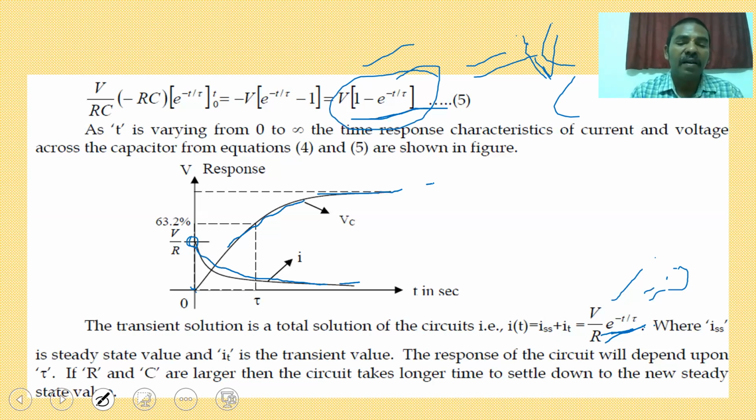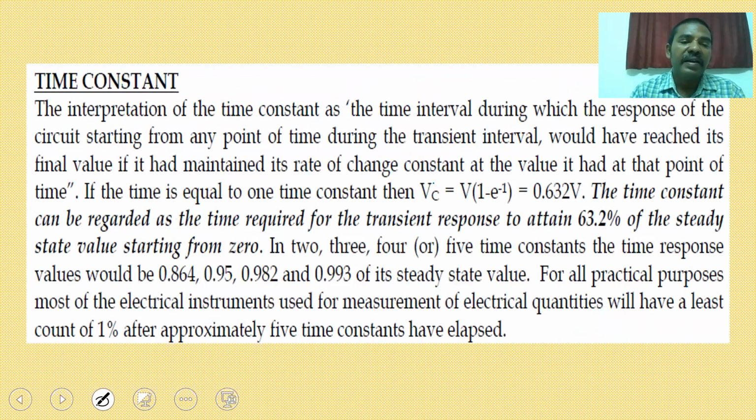Are you understanding? Now what is a time constant for an RC circuit? The time constant can be defined as the time required for the transient response to attain 63.2% of the steady state value starting from 0.